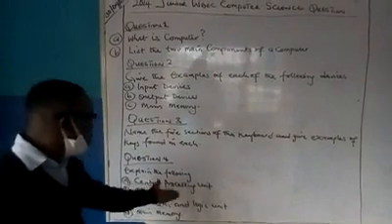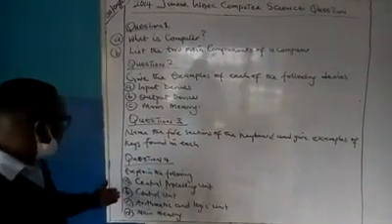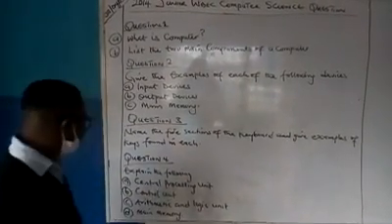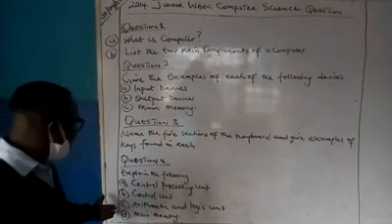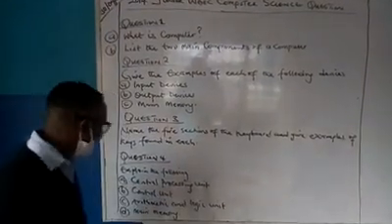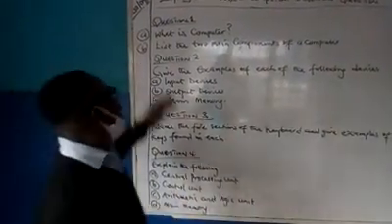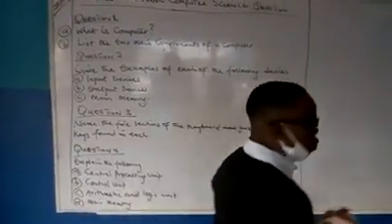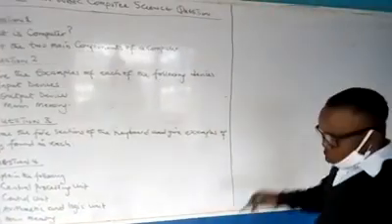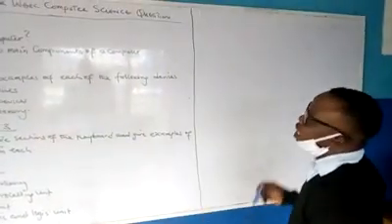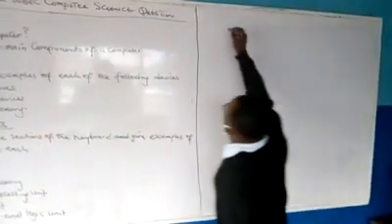Question 4, explain the following: A, central processing unit; B, control unit; C, arithmetic and logic unit; and D, main memory. Now, let's approach question 1. Question number 1: What is computer?